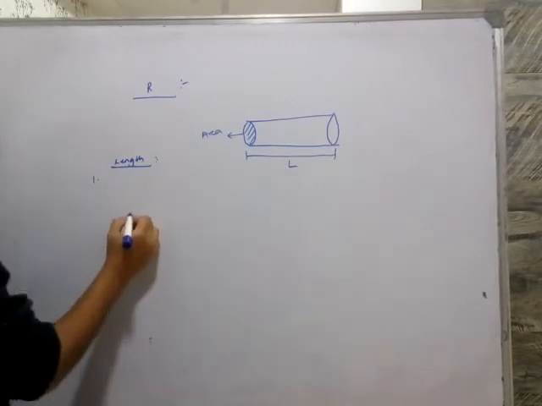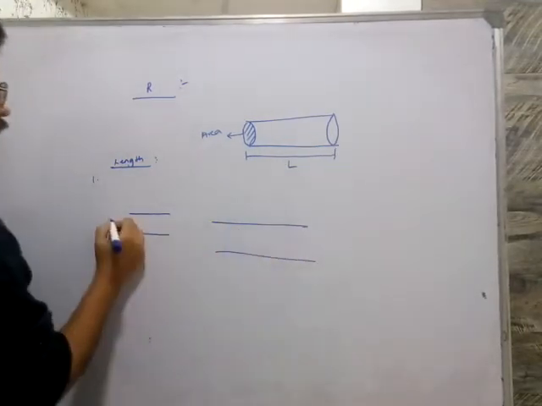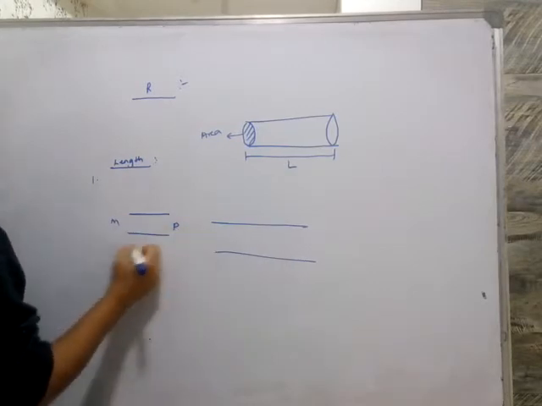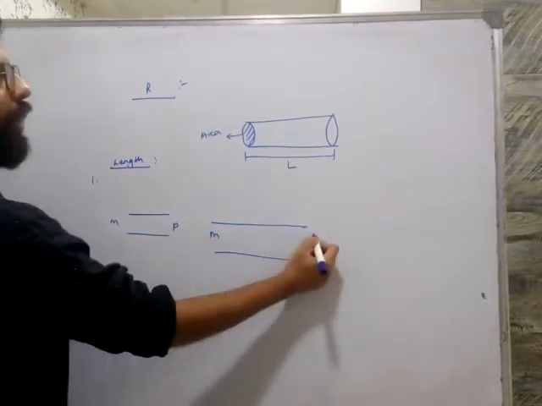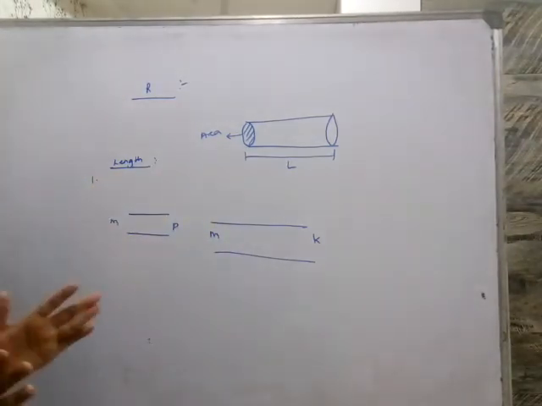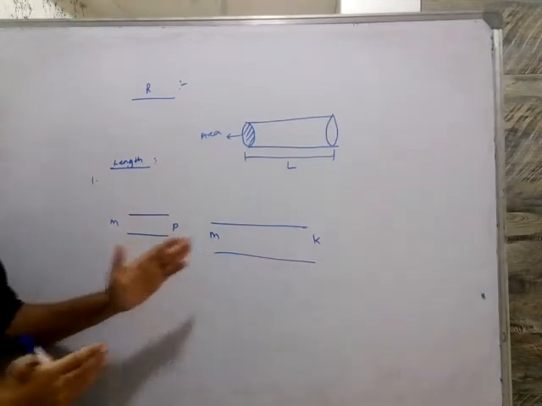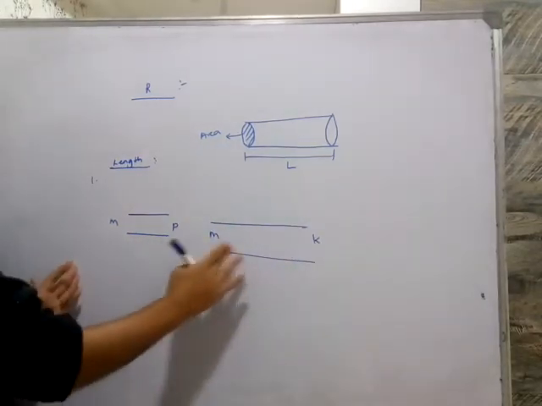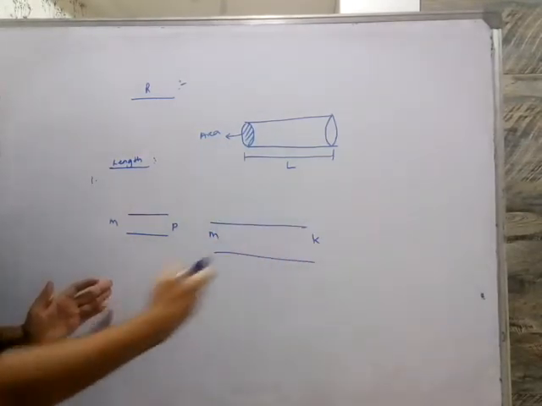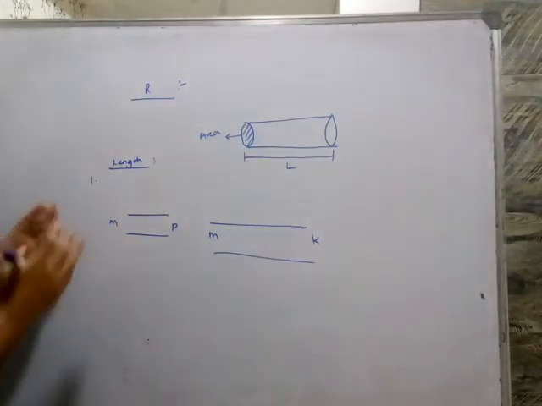Now suppose I take two roads. One is from Mumbai to Pune and the second one is from Mumbai to Kanyakumari. Both have the same width. There are two roads which have the same width, but the distance is longer. So from Mumbai to Kanyakumari, the distance is long, and from Mumbai to Pune, the distance is short.